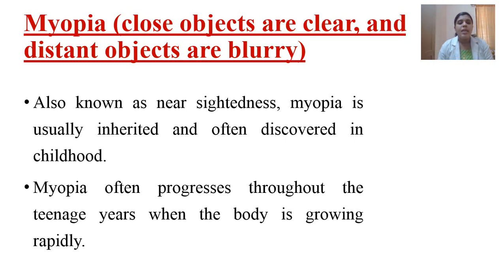Now we are going to study the different types of refraction errors. The first one is myopia. In myopia, close objects are very clear and distant objects are very blurry. This is also known as nearsightedness. This is usually an inherited condition and can be discovered during childhood. Myopia progresses throughout the teenage years when the body is growing very rapidly. The child can see close objects very clearly and distant objects will be very blurry.